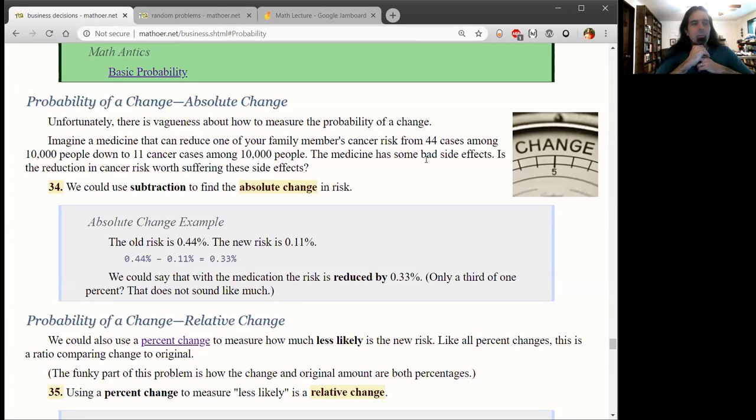So imagine there's a medicine that can reduce somebody's cancer risk from 44 cases among 10,000 people down to 11 among 10,000. But the medicine does have some bad side effects. You don't want to take it unless you are sure it would be helpful. Is it worth taking it?